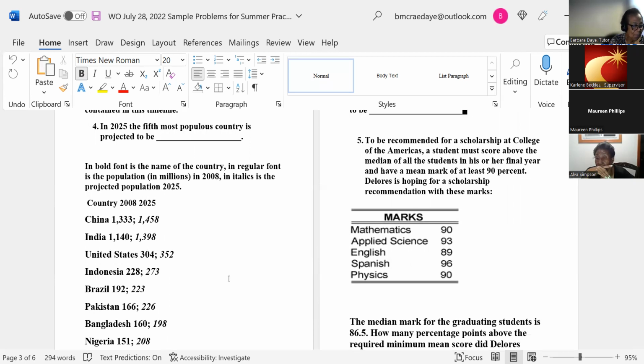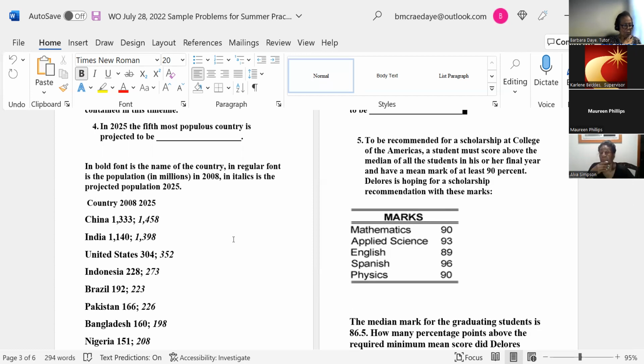1, 2, 3, 4. Well, the populous one. Did you put them in order, Maureen? Wait. 1, 2, 3. Alva, put them in order. You can go from high to low. China's number 1. Then go to India, then put the next one. And keep going until you get all of them in order.